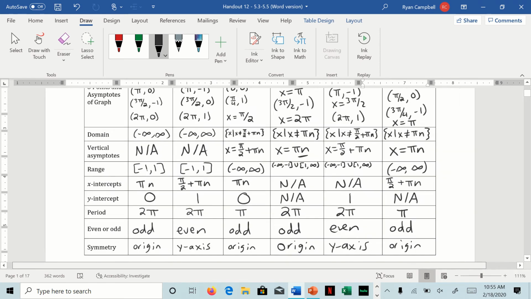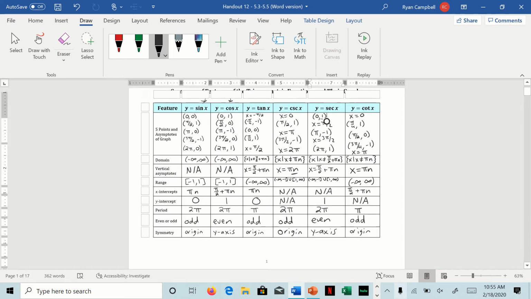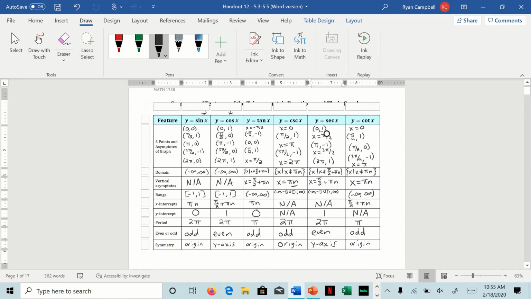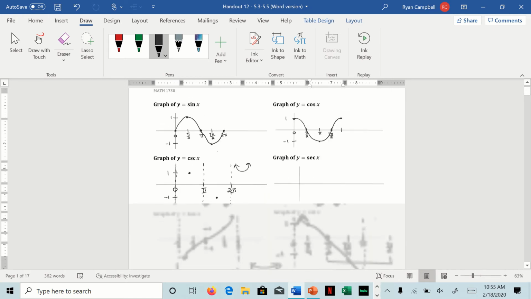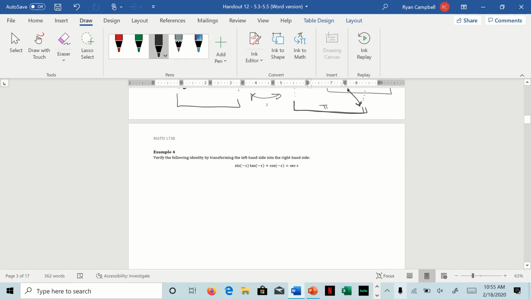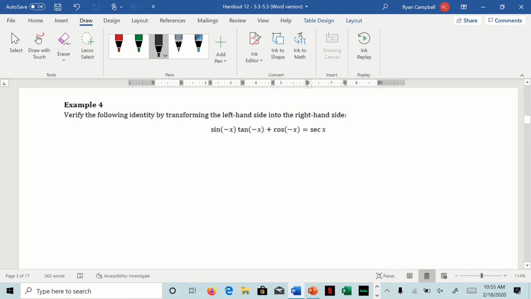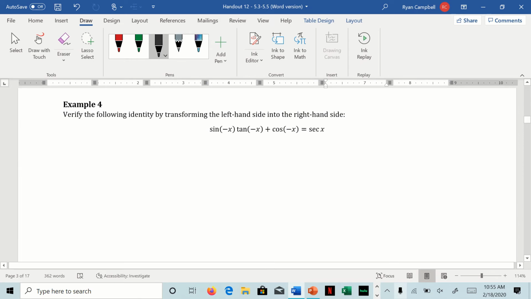All right, and here is our official table. So you can go ahead, pause the video, take a screenshot, but this is what the actual whole table looks like. And then here's what all the graphs look like. So we need to make sure that we know what the graphs look like, most importantly. All right, so let's do another identity, and then we will use these graphs for some other stuff.